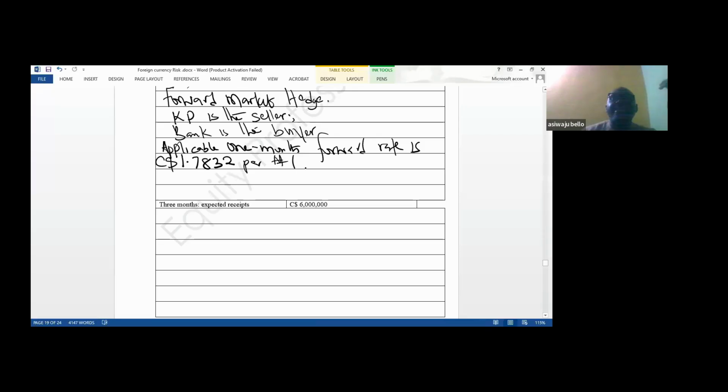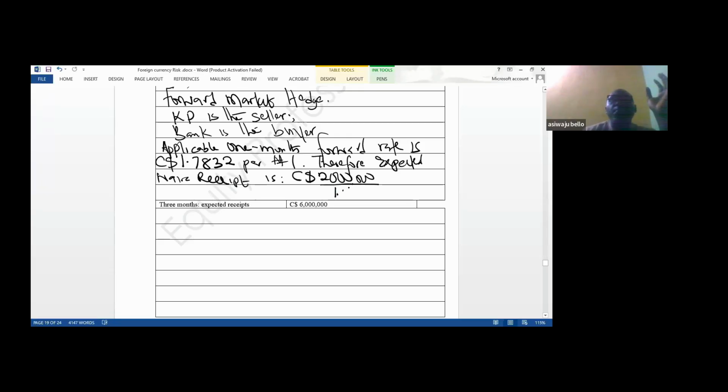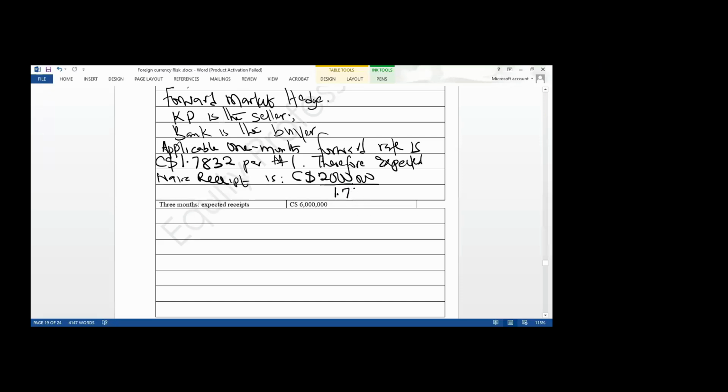Therefore, expected naira receipts, we are going to divide because it's indirect quote. We have central dollar 2 million divided by 1.7832.